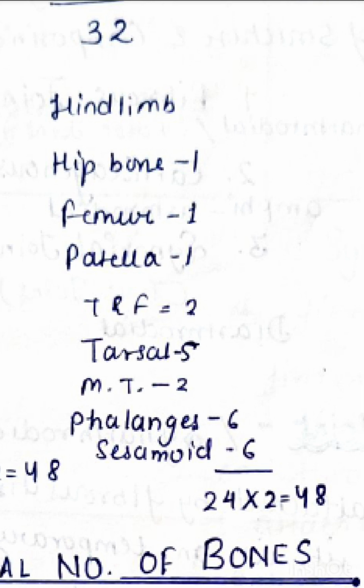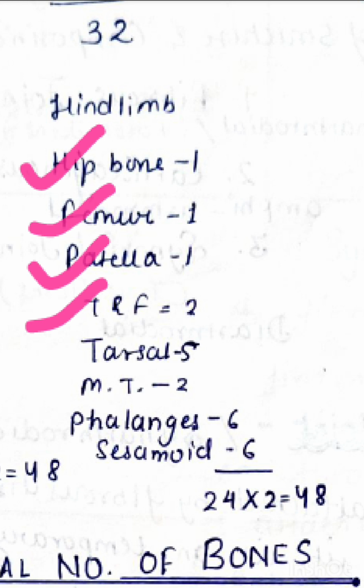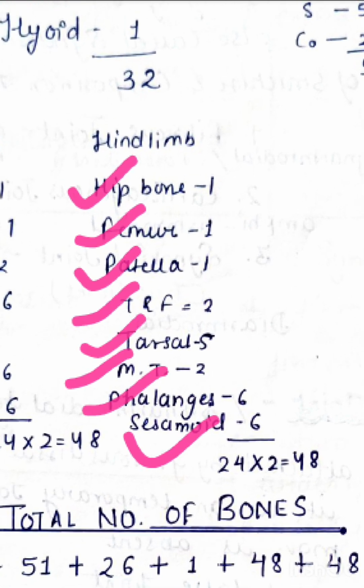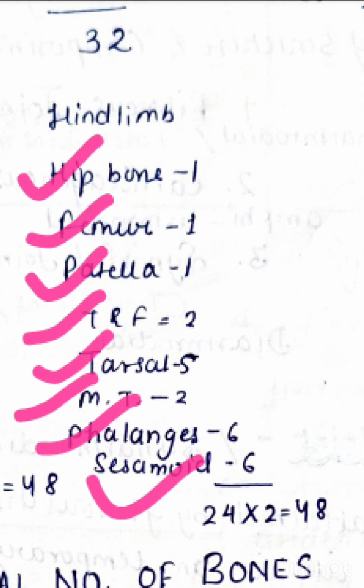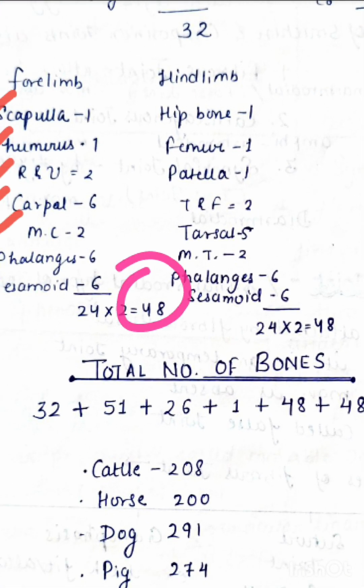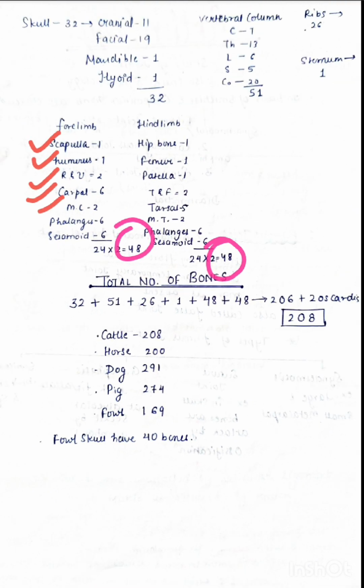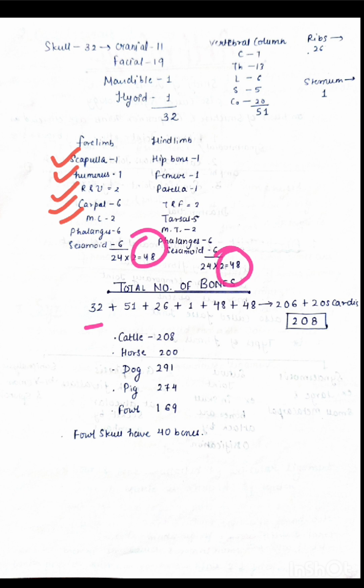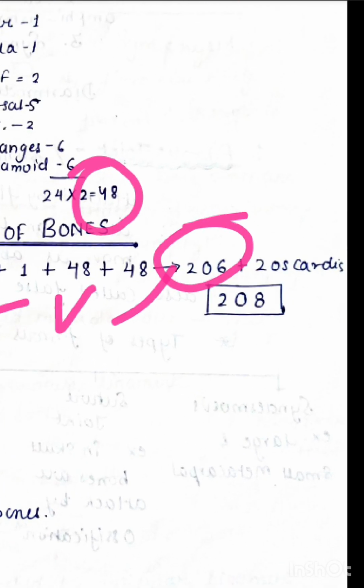Let us study the hind limb. The hip bone is 1, femur 1, patella 1 in number, tibia and fibula are 2 in number, tarsals 5 in number, metatarsals 2, phalanges 6, and sesamoid bones 6. Sesamoid bones in the hind limbs are absent in the fowl, as we studied earlier. So now the total comes: 48 bones are present in the forelimb and 48 bones are also present in the hind limb. When we total it, 32 bones are of the skull, 51 of the vertebral column, 26 ribs, 1 sternum, plus the forelimb and hind limb. So a total of 206 bones are present, and 2 bones are os cordis.